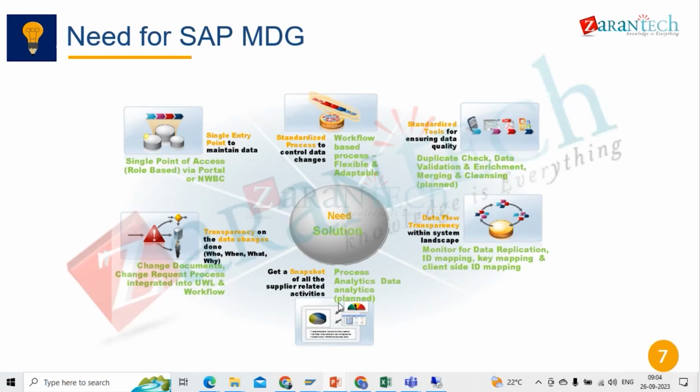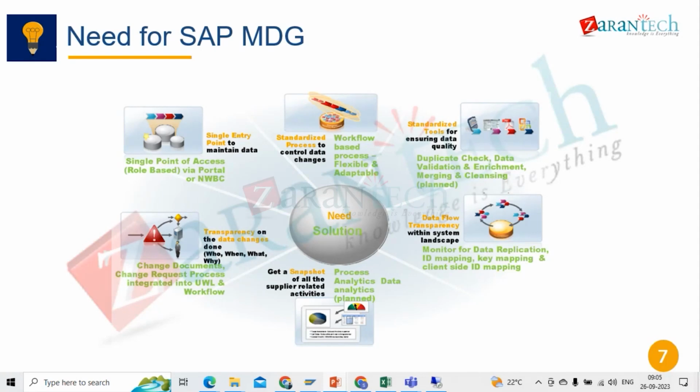Here you can see get a snapshot of all the supplier related activities, process analytics, data analytics plan. What do you mean by this? Snapshots for all the supplier related activities. Not only supplier activities, you can check. Let's say I told you there will be change requests. You can also check analytics for your change requests.